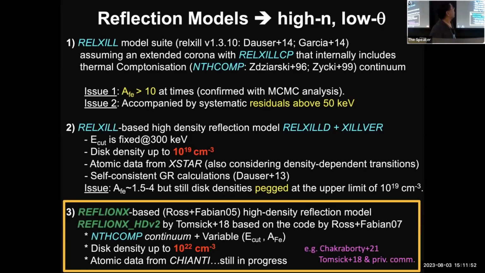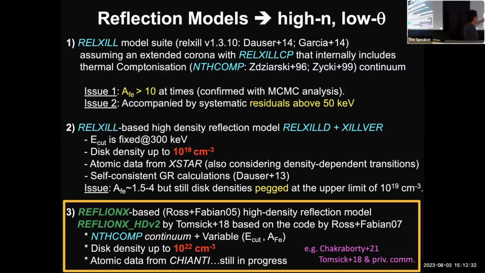Okay, so we went ahead. This is a very busy plot, lots of information, so I want you to skip over to the third option that we took. We came across a number of issues related to the physical interpretation of the reflection signatures, such as iron abundances and some artificial residuals at 50 keV, where there isn't really anything. Also, the disk density is pegged. It's reached the upper value of 10^19 per cubic centimeter.